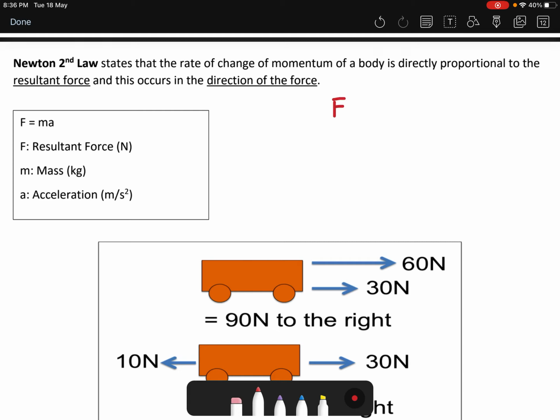So F is equal to MA. Your F is your resultant force, your M is your mass, and A is your acceleration.